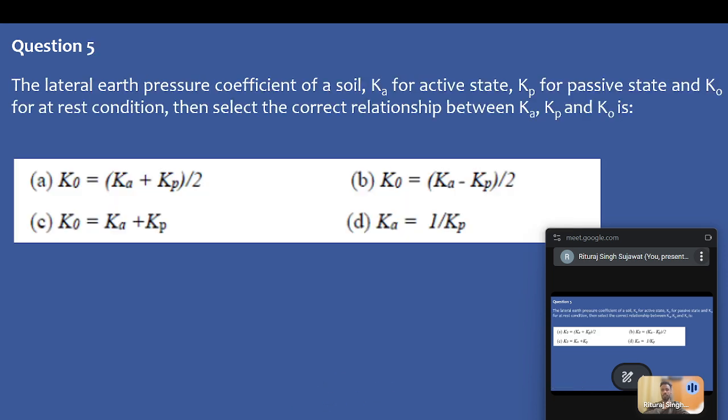Moving to question number 5: the lateral earth pressure coefficient of a soil, Ka for the active state, Kp for the passive state, and K naught at the rest condition. Then you need to select the correct relationship between Ka, Kp, and K naught. Among all the five options, you need to select which relationship resembles the correct relationship between Ka, Kp, and K naught.